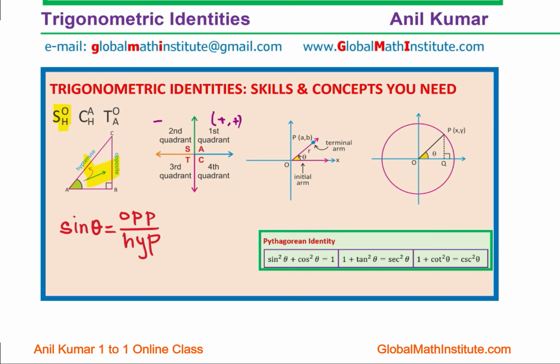In quadrant 2, the x value is negative, but y is positive, and therefore sine is positive. And in quadrant 3, both are negative, so the ratio of sine and cosine, which is tangent, is positive. And in quadrant 4, we have x value as positive, but y as negative. And that is the reason why cosine is positive in quadrant 4, right? Most of the things are known to you.